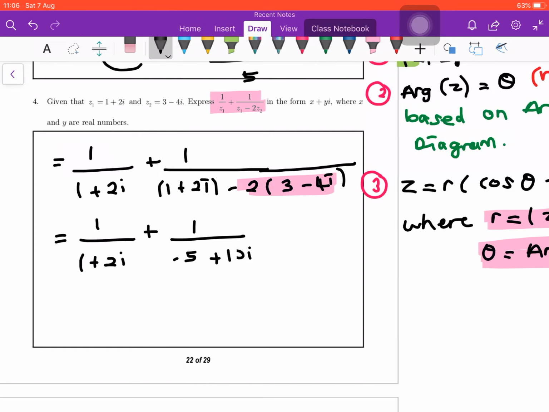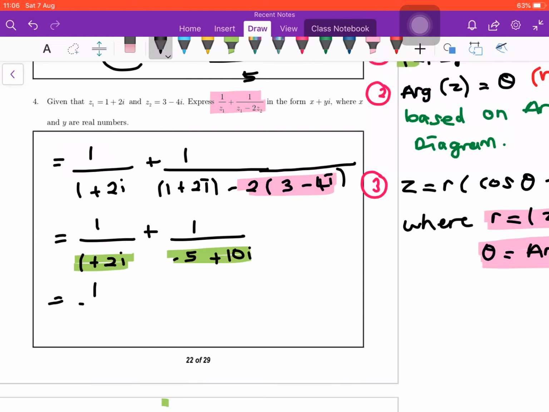Okay, so every time we get a complex number in the denominator, what we need to do is rationalize our denominator. Rationalizing the denominator doesn't only happen in surds. For complex numbers we also have to rationalize the denominator. So how to rationalize the denominator? You have to multiply with its conjugate. So we multiply the conjugate on the numerator and denominator. So we proceed, we multiply with the conjugate for both.